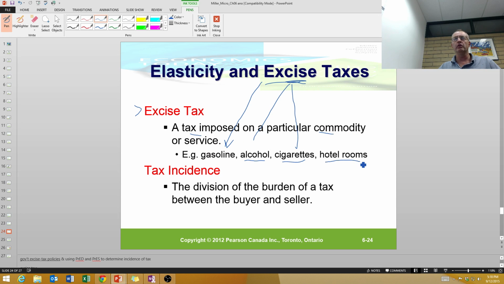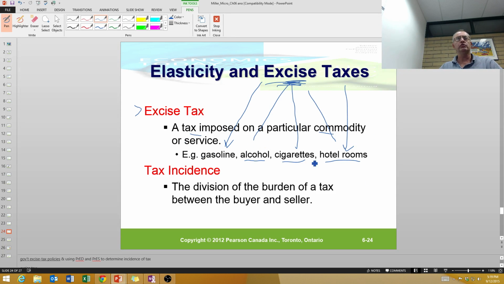And one that people are also sometimes familiar with is hotel rooms. Often municipalities will impose a tax on hotel rooms, so they're kind of taxing tourists visiting the town for the value of the town services that they use. So there's often a tax on hotel rooms levied by municipalities, and that is effectively an excise tax. It just applies to hotel rooms or motel rooms, that kind of thing.